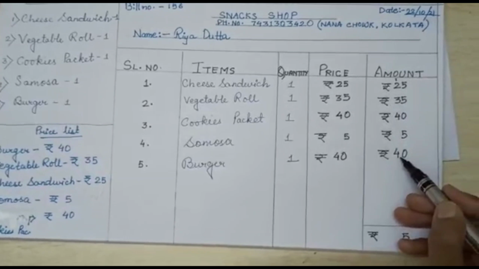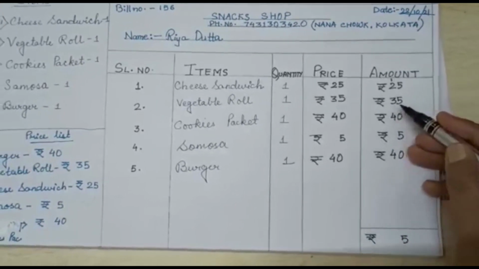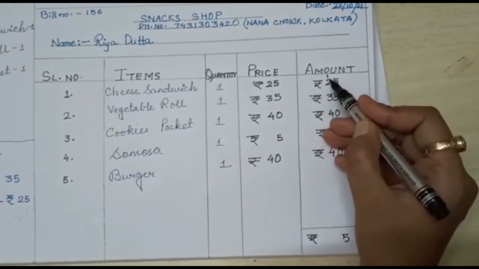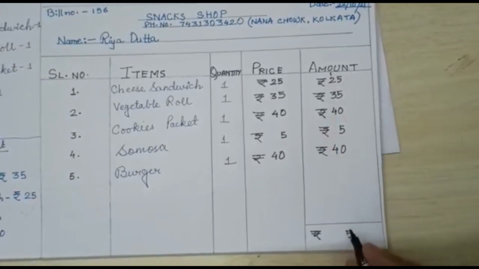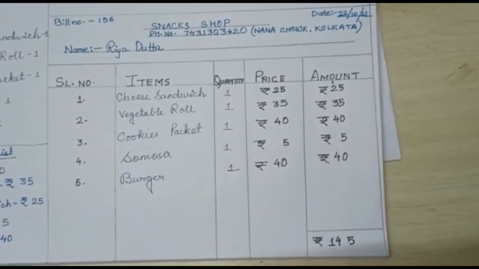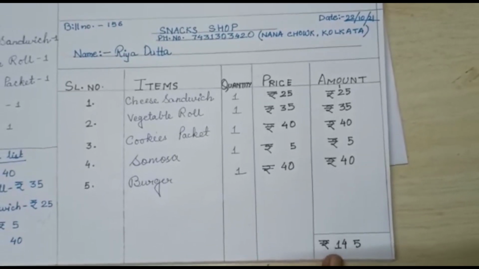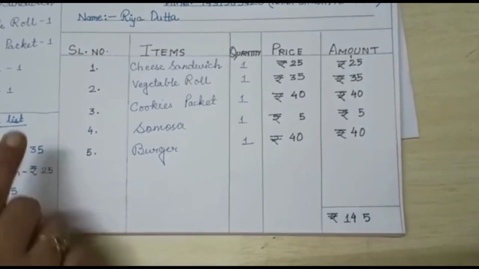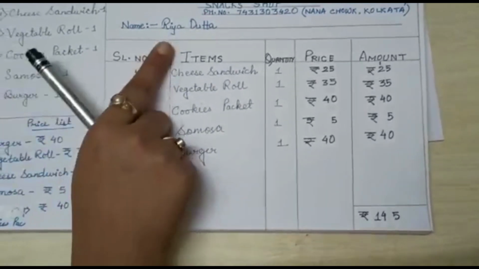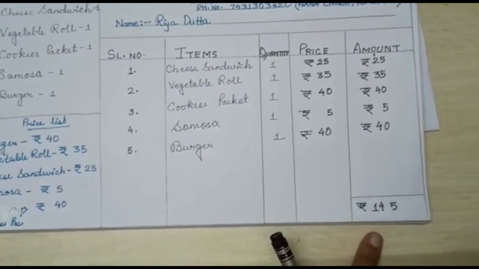Next 4 plus 4 is 8. Then 3, 8, 9, 10, 11, 12, 13 and 1, 14. So we will write here 14. So the total amount is rupees 145. So for these 5 items, the customer Riya Datta has to pay rupees 145.